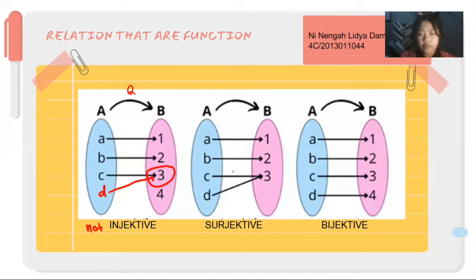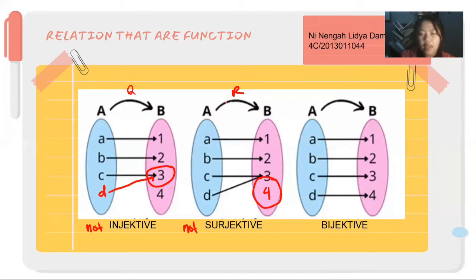Surjective function. A surjective function is a relation which maps every member of set A to exactly one member of set B, but in this relation, every member of set B must have a pair. It doesn't matter whether the member of set B has one or two or three pairs in set A. Okay, if I add a member in set B, this is called not surjective because there is a member of set B which doesn't have a pair in set A.